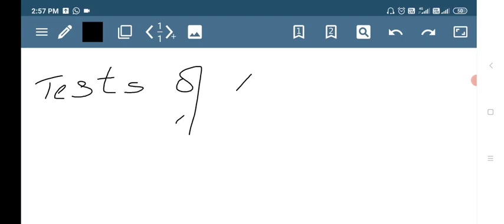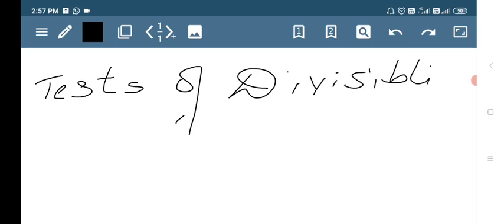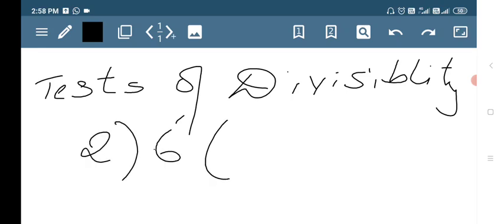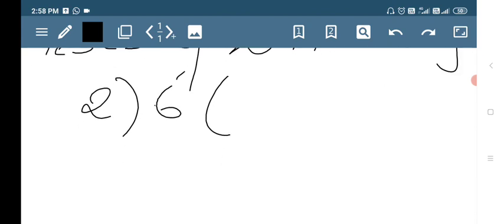Tests of divisibility. What is the meaning of divisibility? 3 is divisible by which number? 3 is only divisible by 3, right? 6 is divisible by which number? 6 can be divisible. What is the meaning of divisible? Divisible means if you divide the number, the remainder must be 0. 6 divided by 2, 3 is a 6, remainder 0.